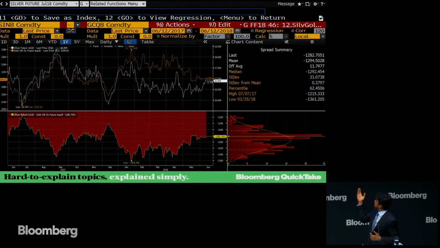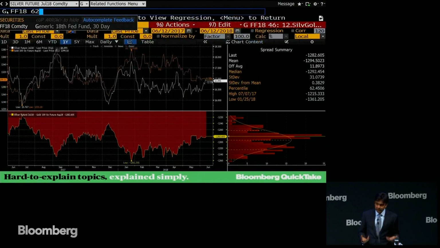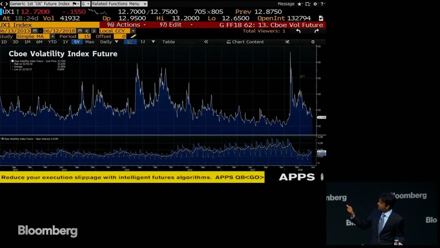And so looking at that relationship statistically and historically in this manner can offer actionable insights in trading these different futures. The next one is very interesting, very topical. This is the Volatility Futures. And the first chart that I've pulled up is the VIX futures.